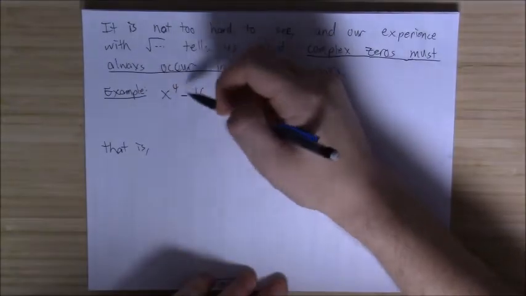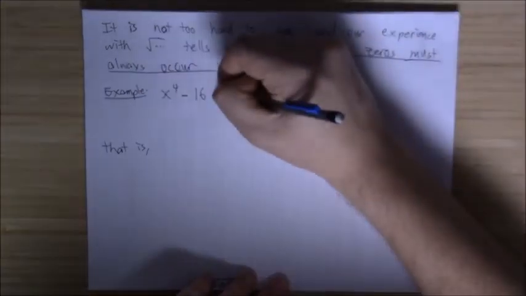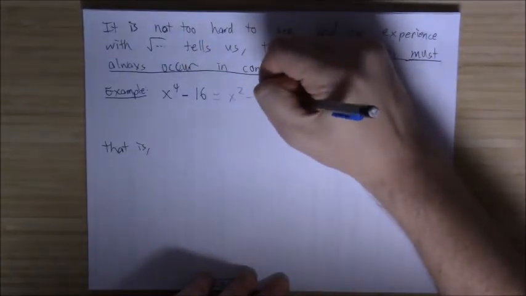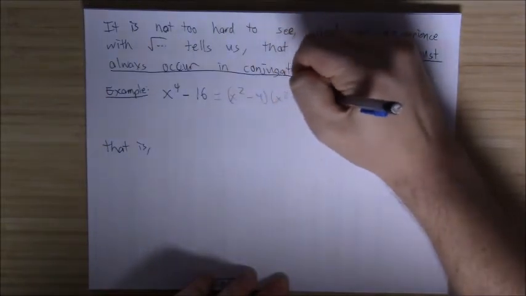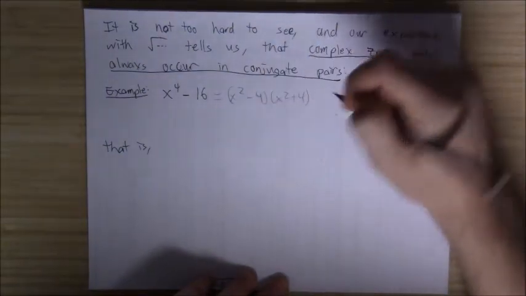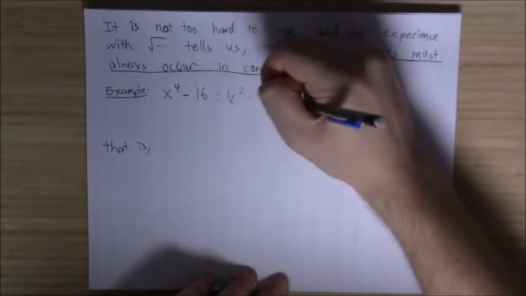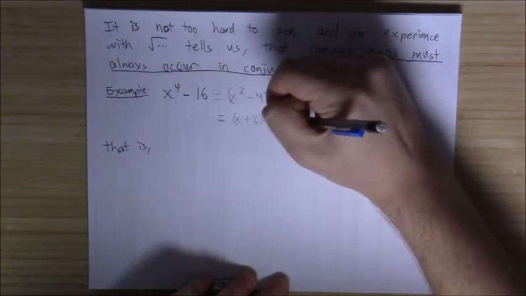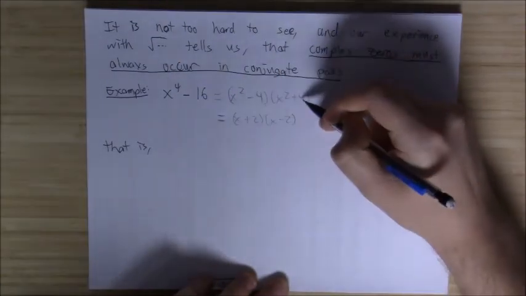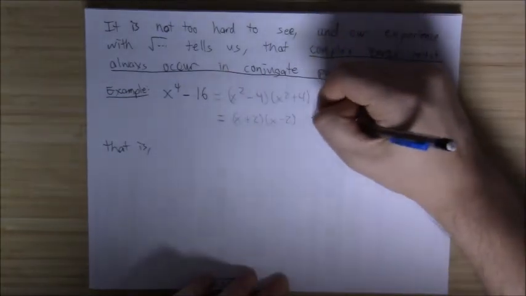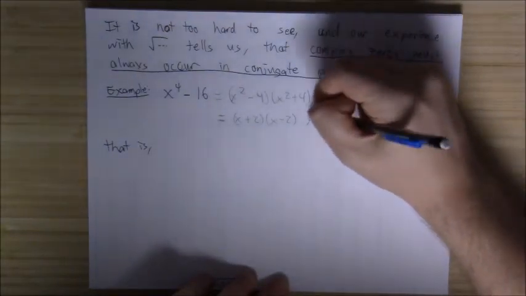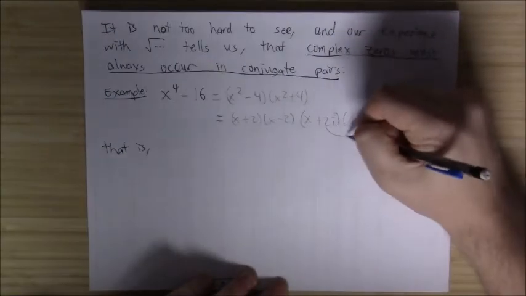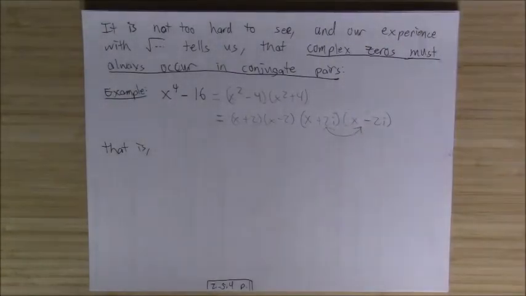For instance, if we were to do this example, x to the fourth minus 16, we can factor that as a difference of squares as x squared minus 4 and x squared plus 4, which then would give us, here we can factor this as x plus 2, x minus 2. But this one, if you actually solve it out and find the zeros, you'll get that it's x plus 2i and x minus 2i. And so you see here that they actually come as conjugate pairs.